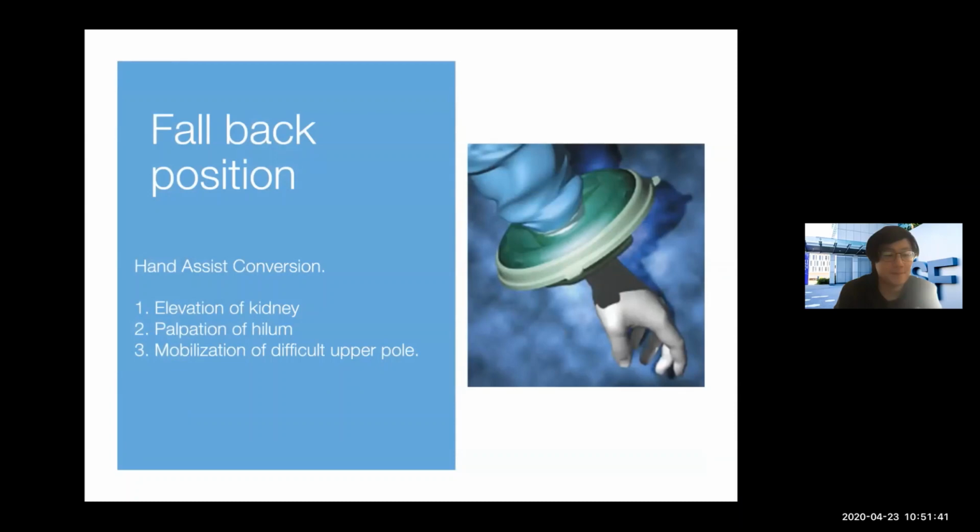Think about hand assist conversion in certain circumstances. And again, I would say particularly in the mobilization of a very difficult upper pole. This is a great fallback position. It adds very little morbidity, probably none. And you can usually put your hand in through your extraction incision, maybe by shifting it up slightly northward.